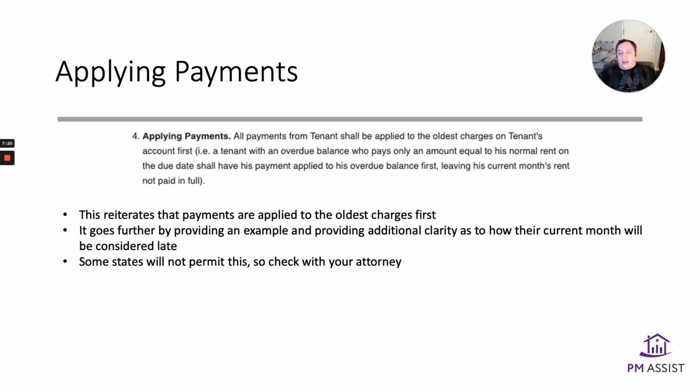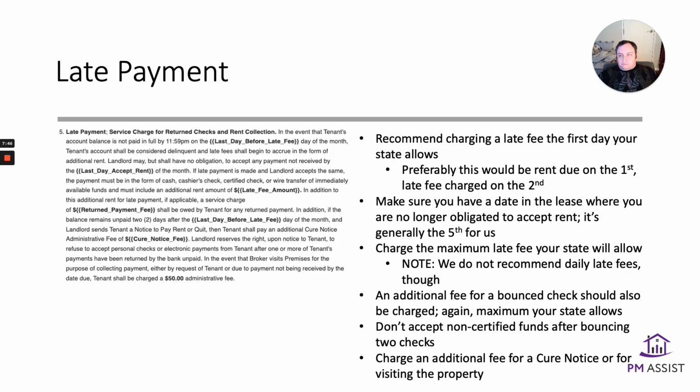Applying payments. We recommend that as long as your state allows it, you should be applying any payment you receive from the tenant to the oldest charges first. Never just apply it to the current month's rent and let prior unpaid balances go. Obviously, there's some states that aren't going to allow this. Some states require you to apply it to the rent first. But outside of that, if your state's not going to require it, always apply it towards the oldest charges first.